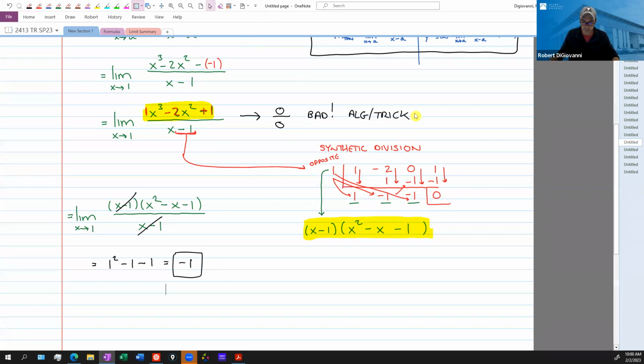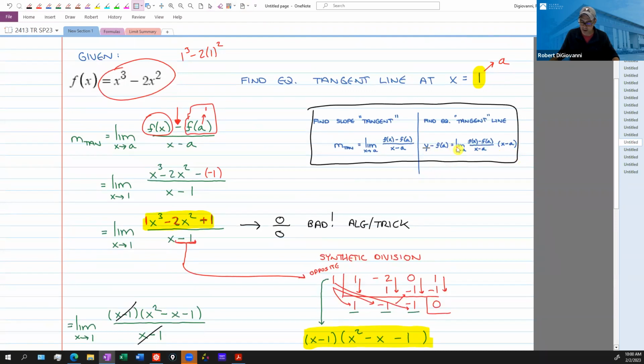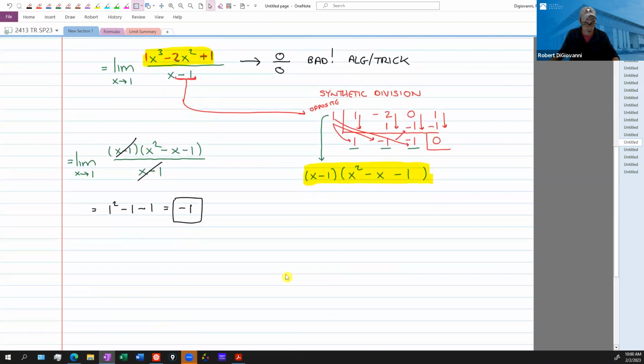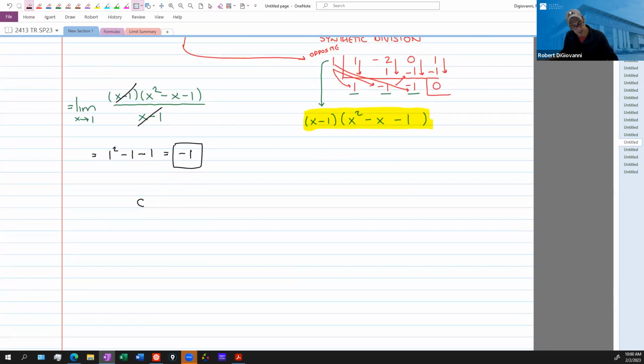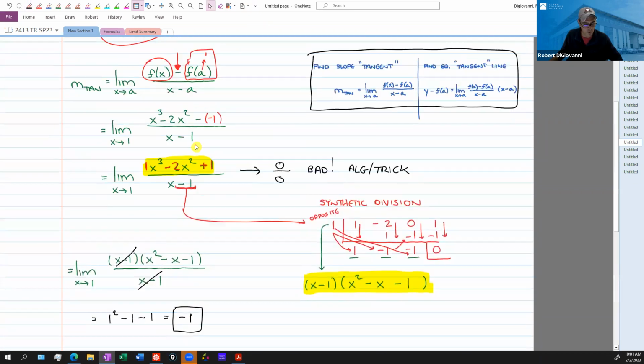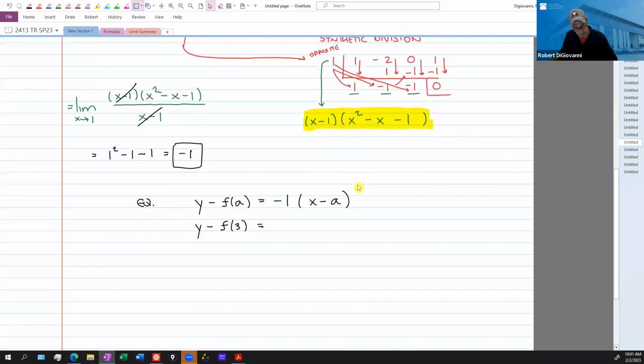So we're going to use this formula now, this one right here. For the equation of the tangent line, we're going to use y minus f of a equals the answer we just got, -1, and then x minus a. This is the same as plugging 3 into the function. Wait, no, we weren't plugging in 3. What were we plugging in? 1. I messed up. We plug in 1 here. And then -1 is the answer we just got right there. And then x minus 1.